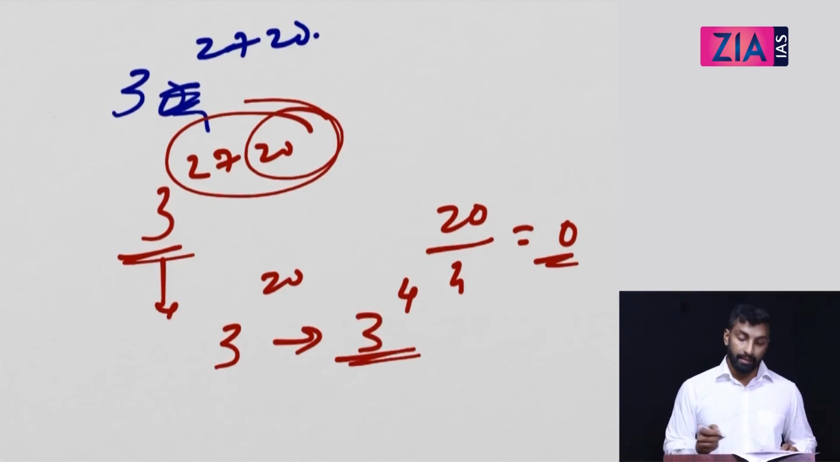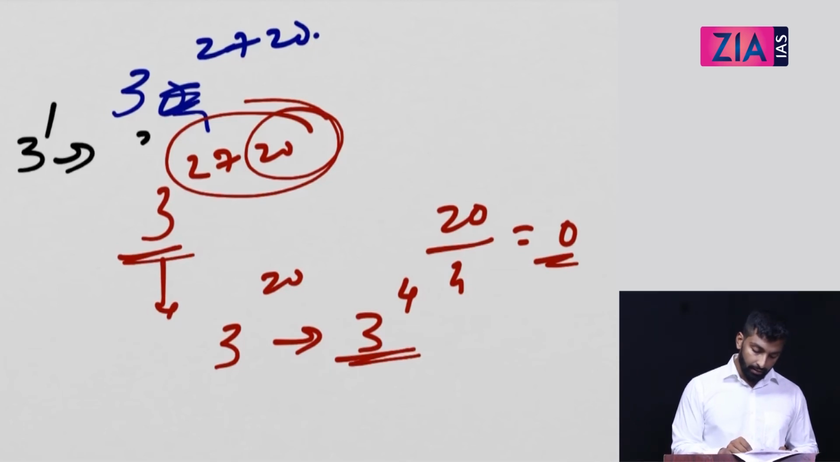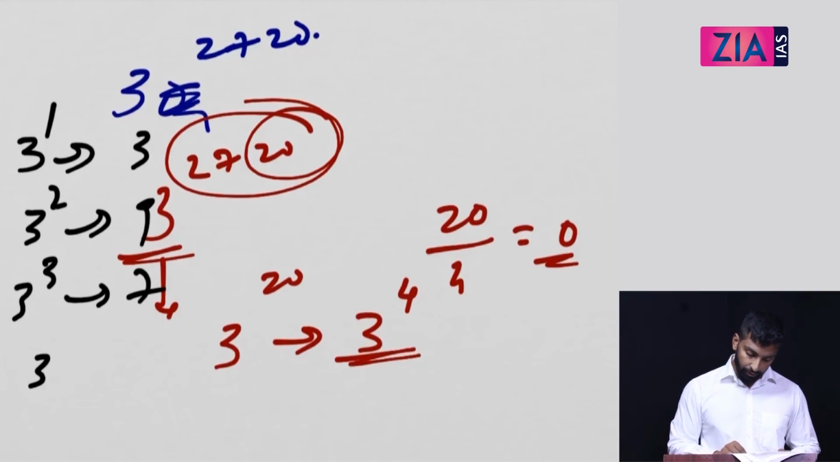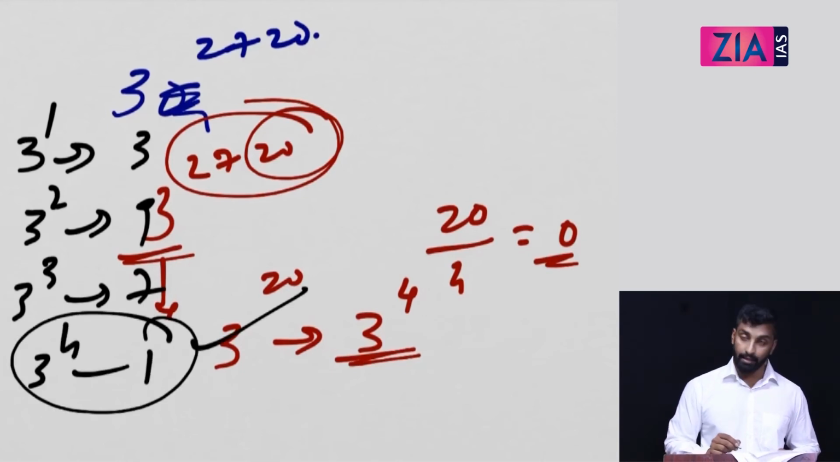What are the possibilities in case of 3? 3 raised to 1 is 3, 3 square is 9, 3 cube is 7, 3 raised to 4 is 1. I will mark this as the answer. So I will mark 1 as the answer.